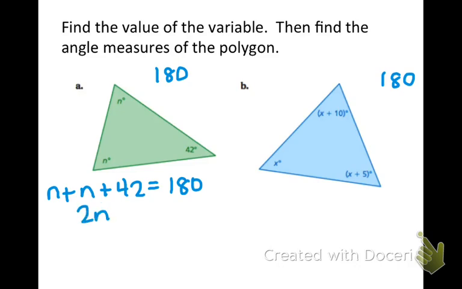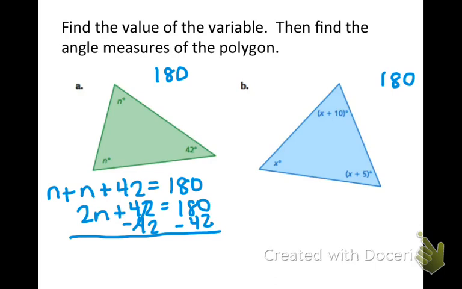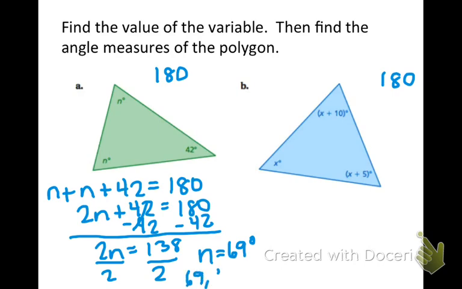Combine these to be 2n because they're like terms, equals 180. So if I subtract 42 from both sides, and divide both sides by 2, I would get that the missing angle is equal to 69 degrees. So then the three angles would be 69 degrees, 69 degrees, and 42 degrees.